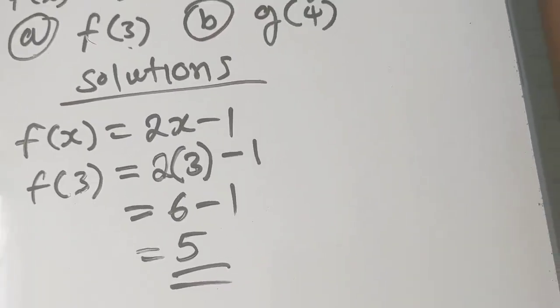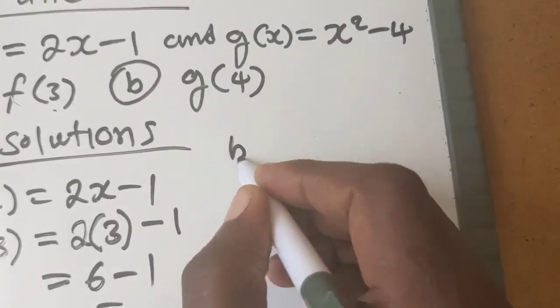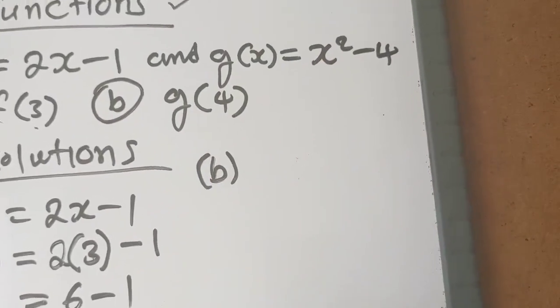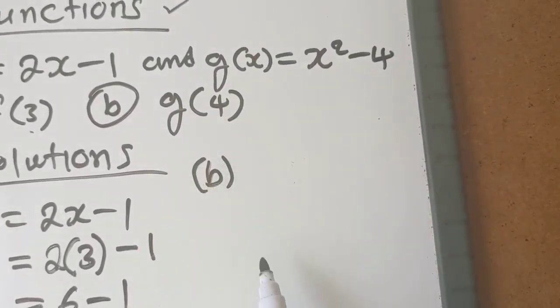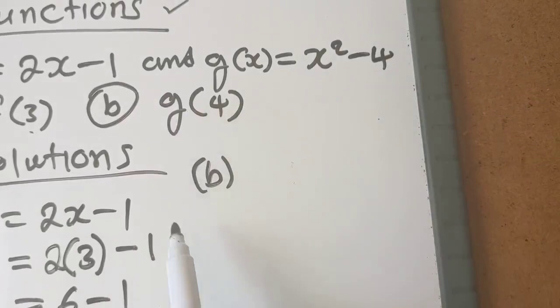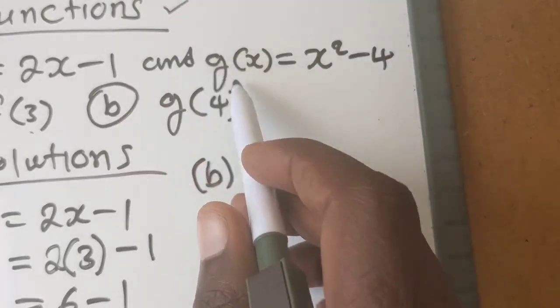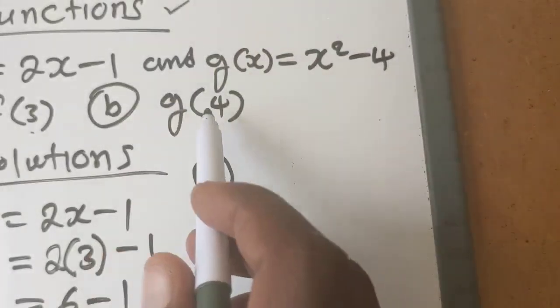So now we go to B. So our B, they are saying that we should find what? G of 4. So G of 4, this is the function that is similar to the one before.